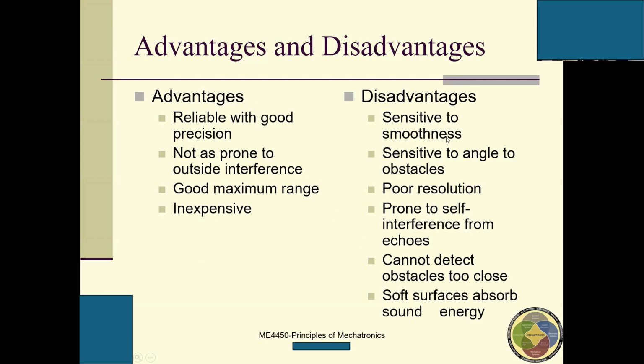Disadvantage: sensitive to the smoothness. If the surface of the target is very smooth, maybe there is no reflection, or the reflection will not come back. It is sensitive to the angle of obstacles, because the signal will go this way. It's almost like a mirror reflection. It goes this way and bounces back the other way. Poor resolution, and prone to self-interference from echoes from different directions. The echo spike might have self-interference.